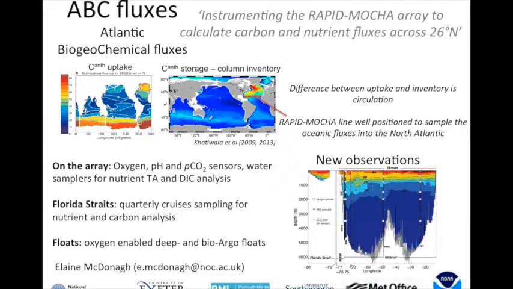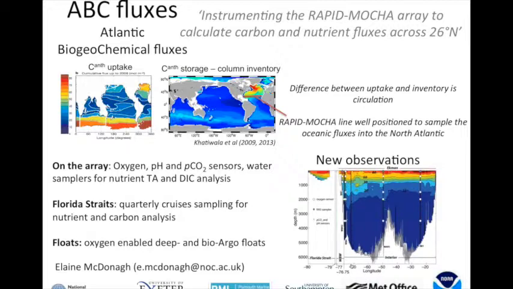So the difference between these two plots is the circulation, and the RAPID-MOCHA Western Boundary Time Series array at 26 North is really perfectly positioned to sample what the fluxes through the ocean of anthropogenic carbon are, what controls those fluxes, what are the modes of variability, and crucially, how might that change in the future.